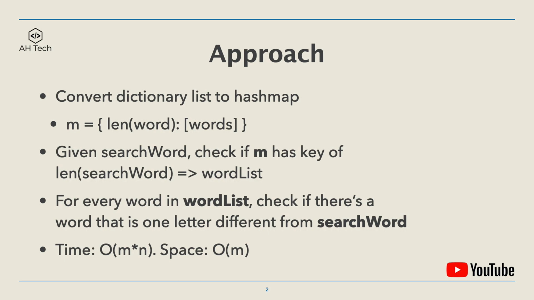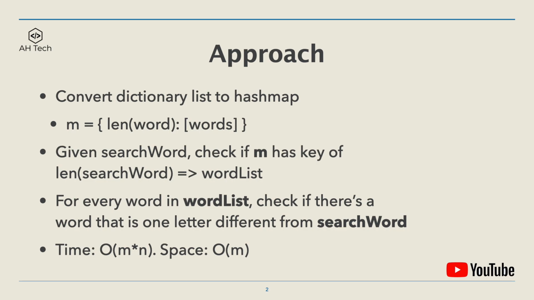So the approach to solve this question is, first, convert the dictionary list into a hash map. In this hash map, the key is the length of the word, and the value is a list of words which have that length. And given the search word, we can check if the hash map has a key of the search word's length, and then we can retrieve the word list. And for every word in the word list, we will check if there is a word that is exactly one letter different from the search word.